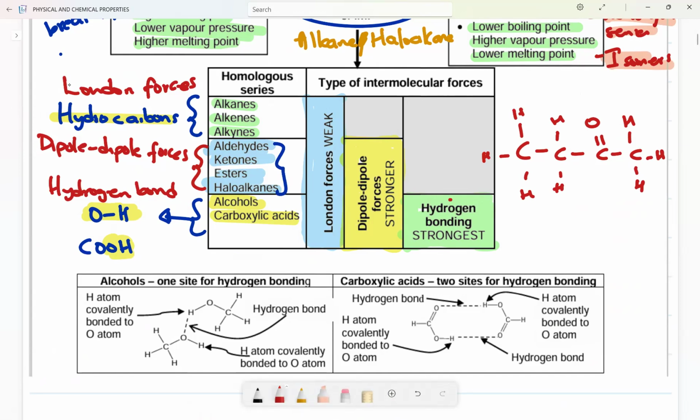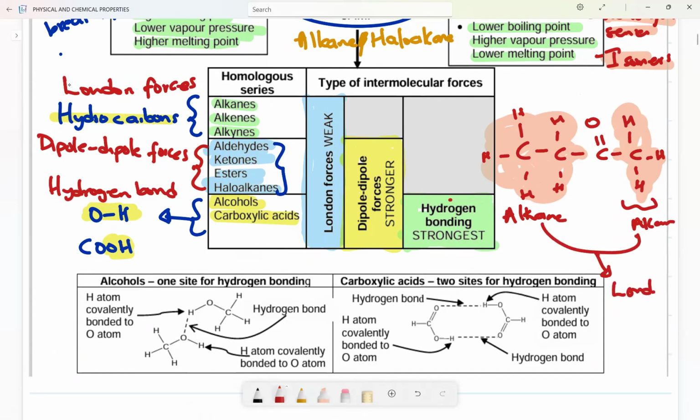I want you to see something. The reason I'm saying we have London forces: this compound and this one, do you agree with me that this is an alkane? Let me write that neatly. Alkane. Also, this is an alkane. And I know alkanes have London forces. But now there is this one that is special.